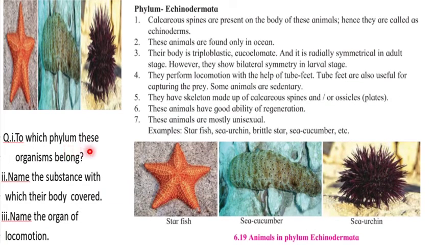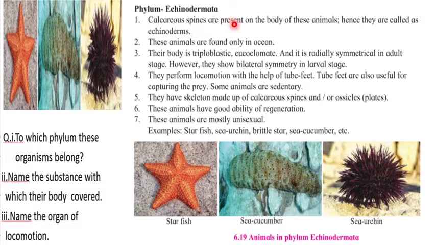Here we have to identify the phylum and write down the name of the substance with which their body is covered. From the diagram only we can say this is a starfish, this is a sea cucumber, this is a sea urchin. Now, they belong to the phylum Echinodermata. What is the meaning of Echinodermata, or name the substance with which their body is covered?